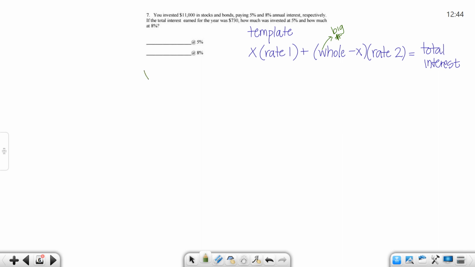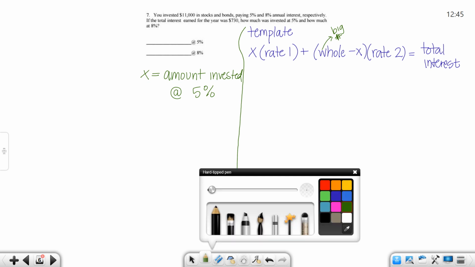I'm going to let X be, looking at your question, it says how much was invested at 5% and how much at 8%. I'm going to pick one. I'm going to let X be the amount invested at 5%. You'll say, how'd you pick that one? I just picked it because it was first. It doesn't matter. Alright, so here we go.